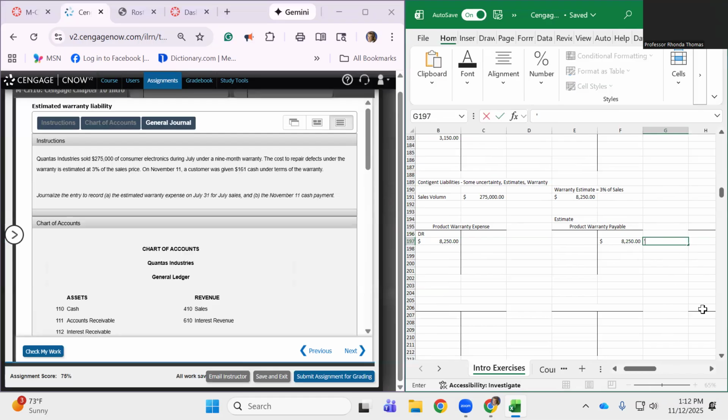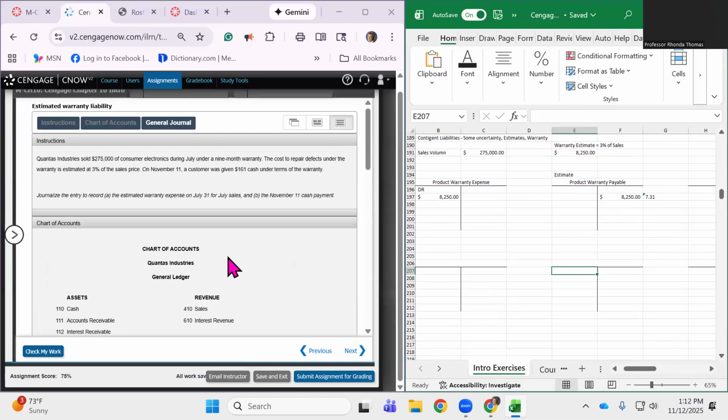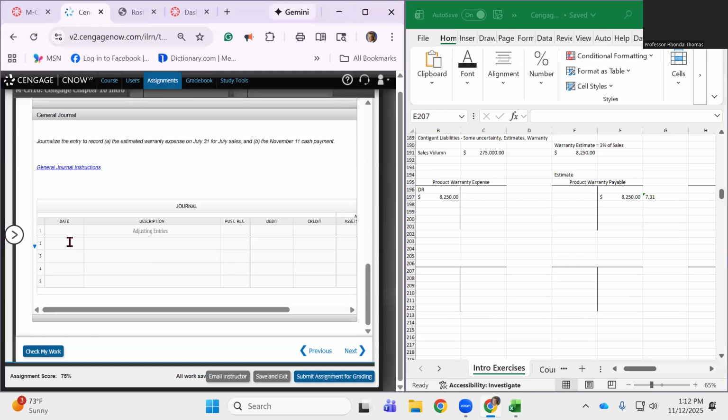All right, so let's go through this. Let's establish the warranty over here. So we're going to put July 31st, and we're going to put product warranty expense.